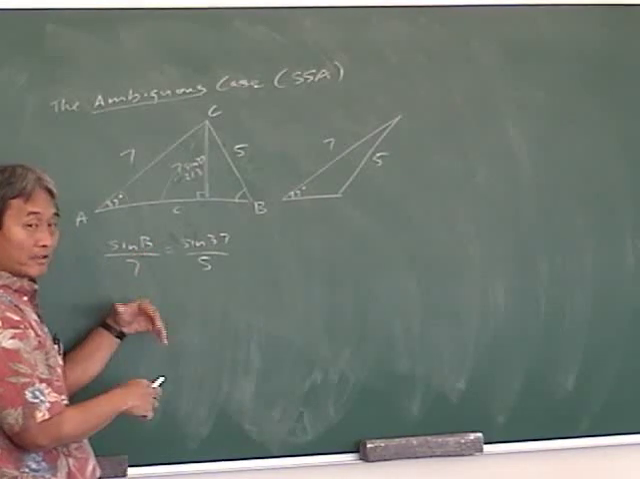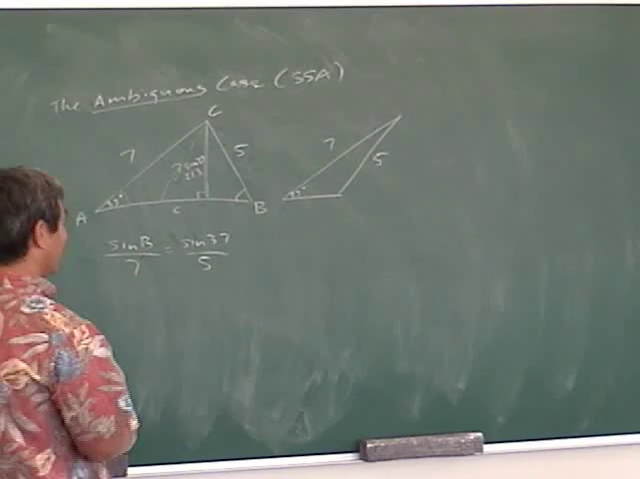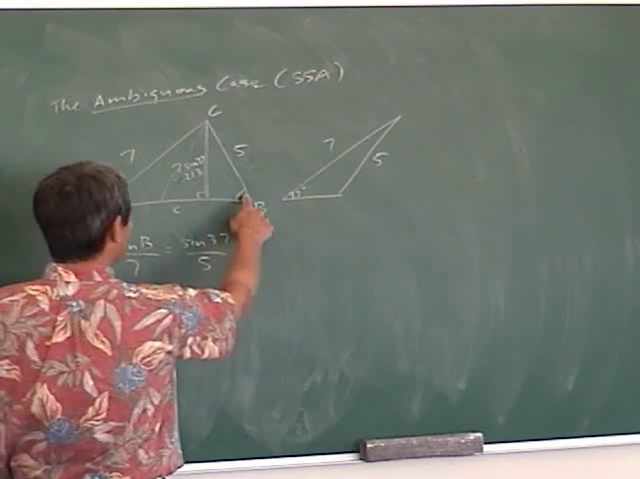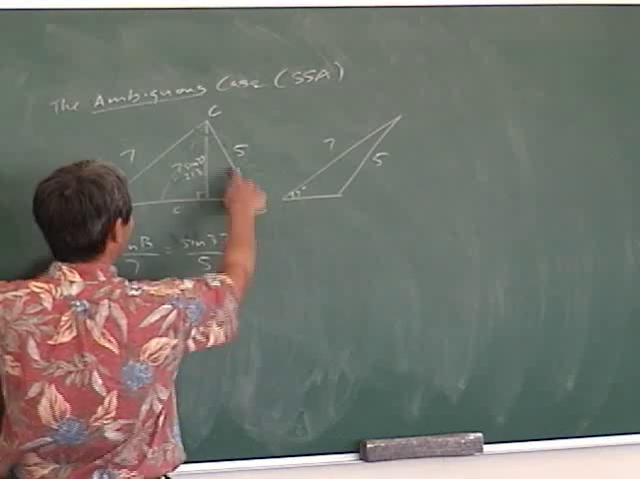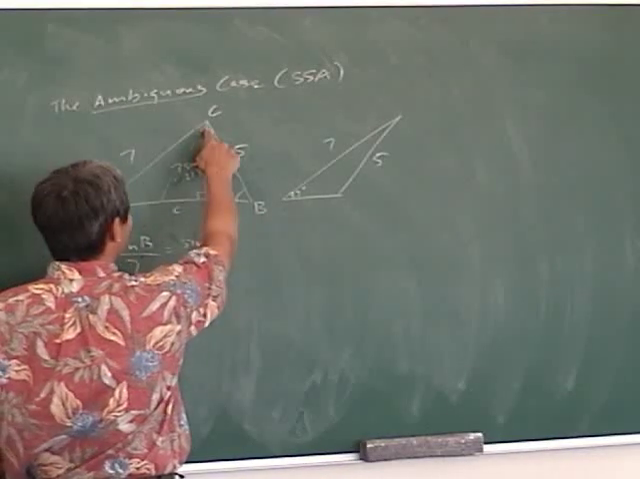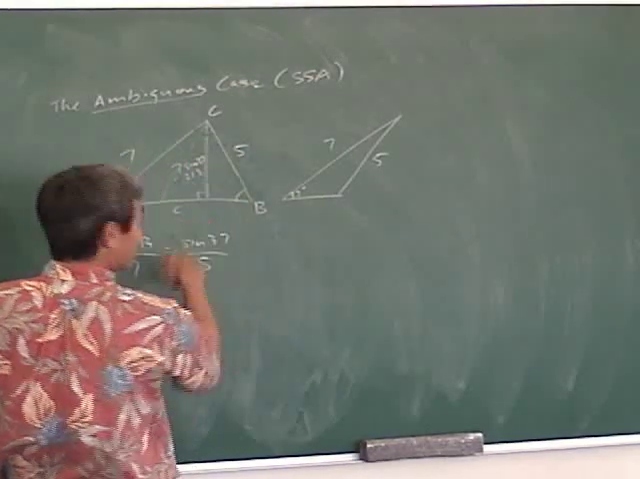I don't have to do it, right? You guys can do it, right? Once we find angle B, you can find angle C up here, because once you know 2 angles, you know the third angle. And once you know this angle up here, use the law of sines again to find C.